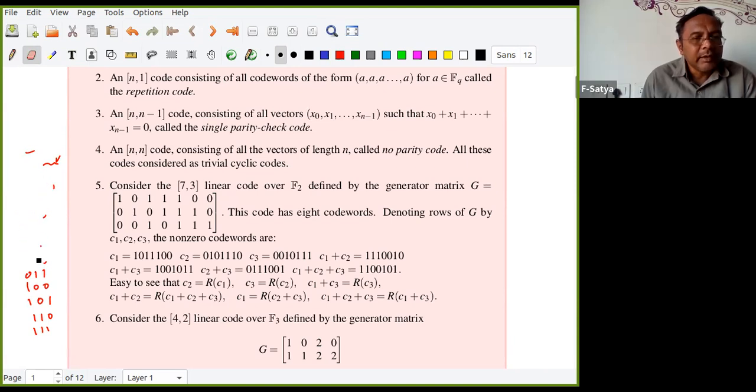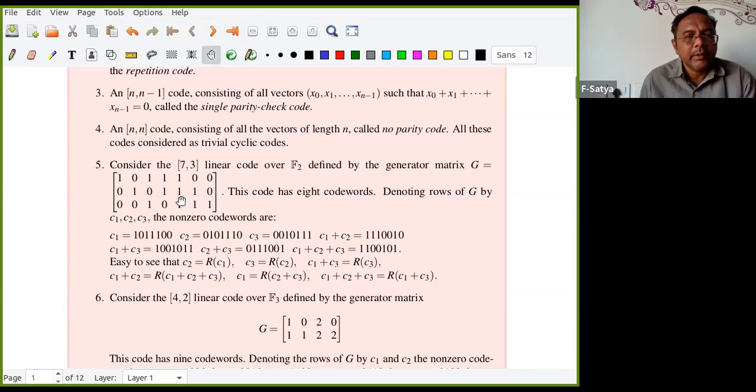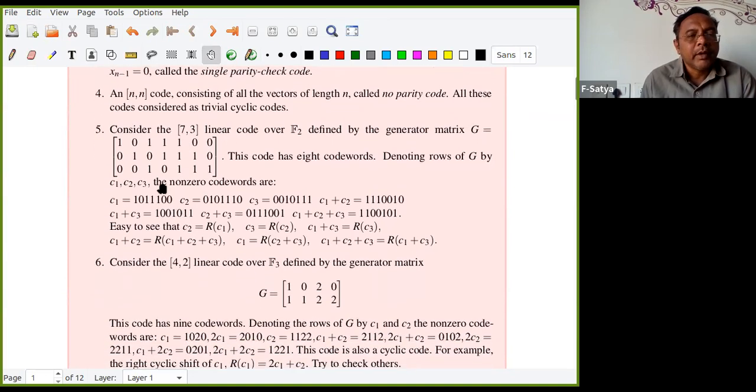But if I take the entire set, there is no use. If an error occurs, I cannot do anything, because it becomes another codeword. So there is no use at all, but it is an example of a cyclic code. All these codes are considered trivial cyclic codes till now. Now let us look at a non-trivial example.